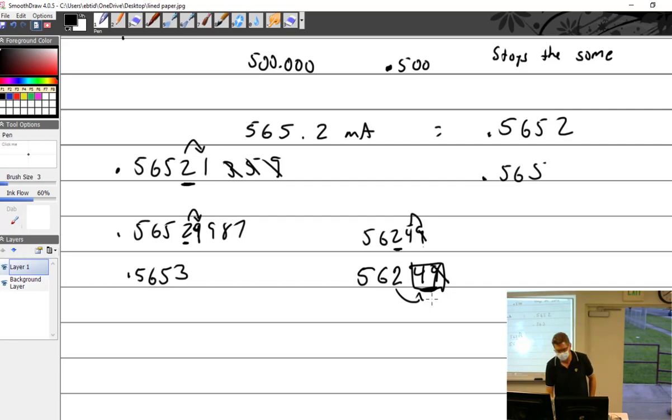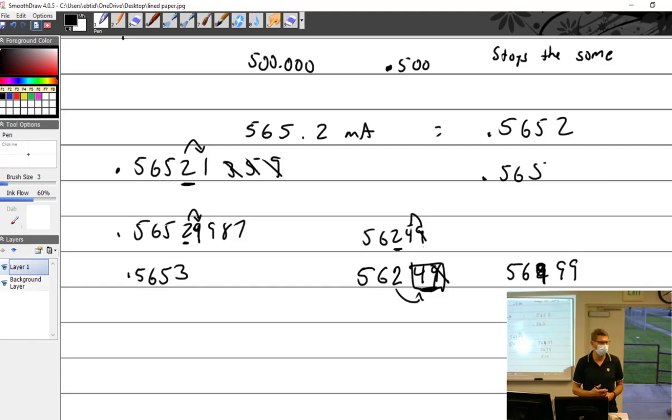So if you had a 9 and a 9, and you're rounding the 9, it would carry over. For instance, if that was 5699, and you're rounding to the thousands, you would bump up the 9s, and then the 6 would become a 7. Yep, 570.